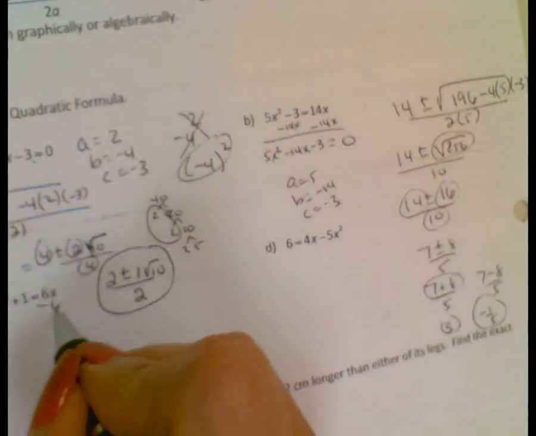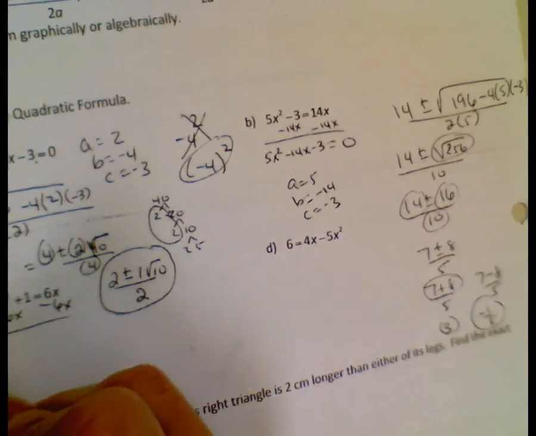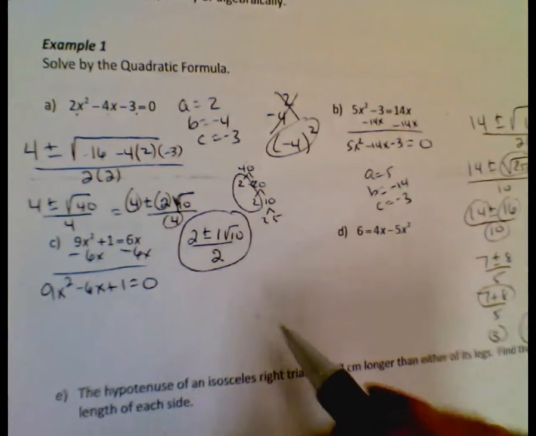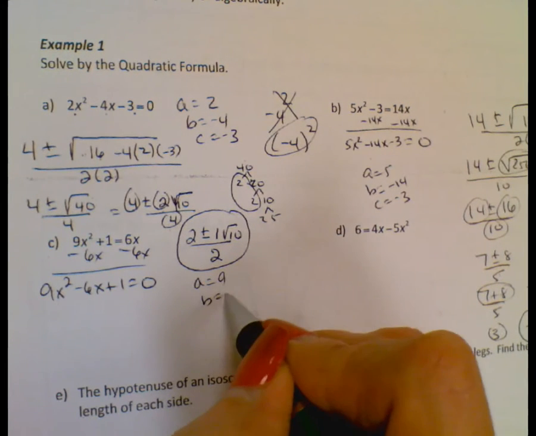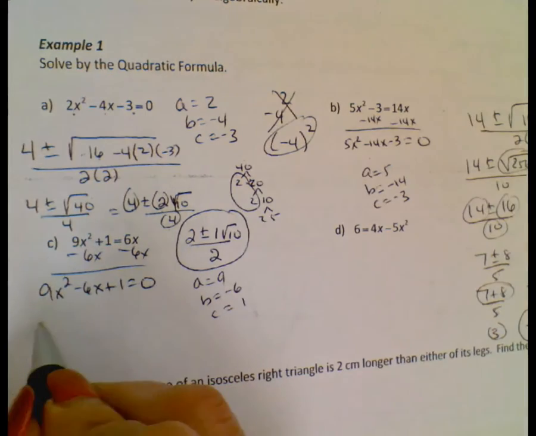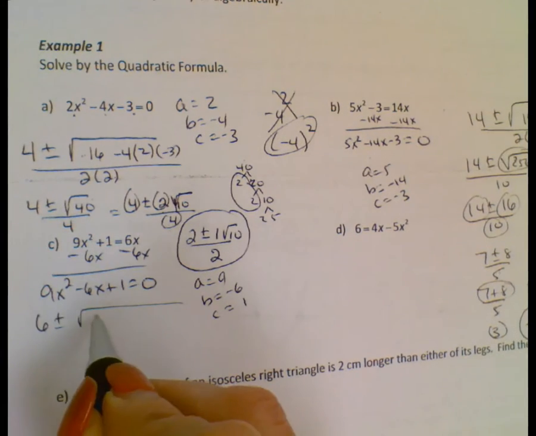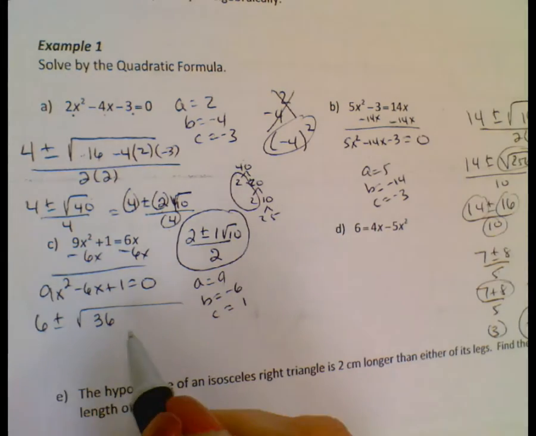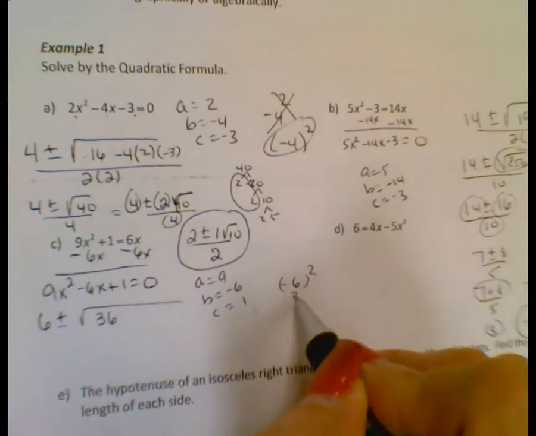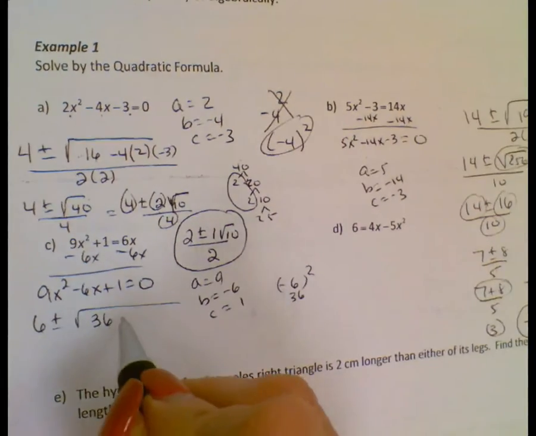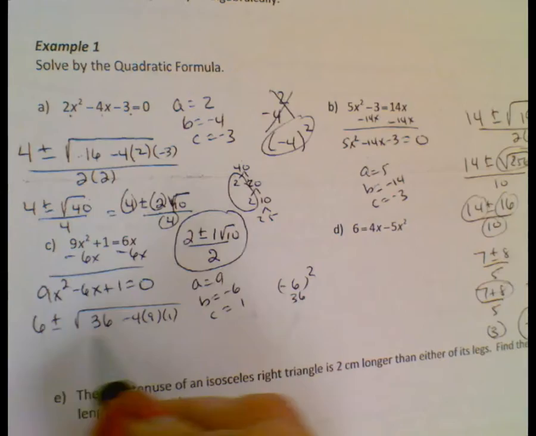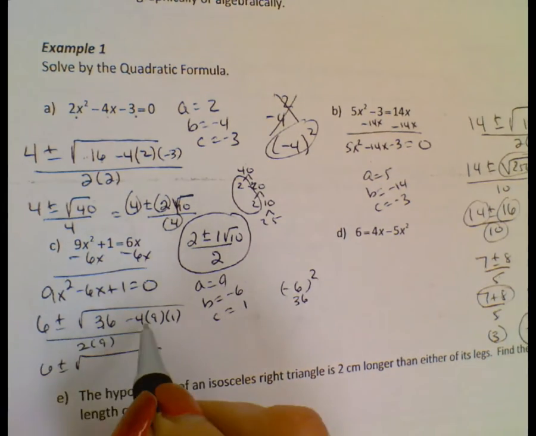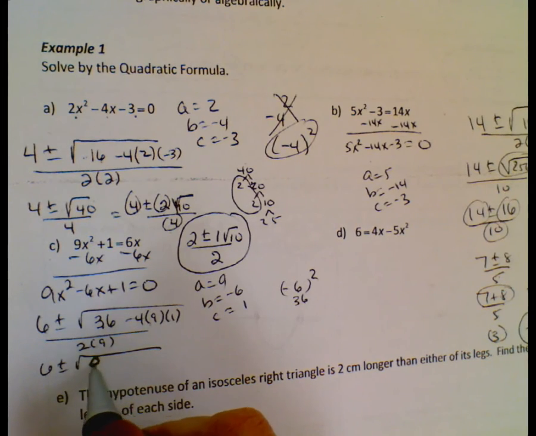So this one right here, subtract 6x. Squeeze it in the middle. A is 9, B is negative 6, C is 1. So the opposite of B is 6 plus or minus. B squared is 36, not negative 6 squared. It's negative 6 squared, which is 36. Minus 4 times 9 times 1 over 2 times 9, which is 6 plus or minus the square root of 36 minus 36. That's a 0.